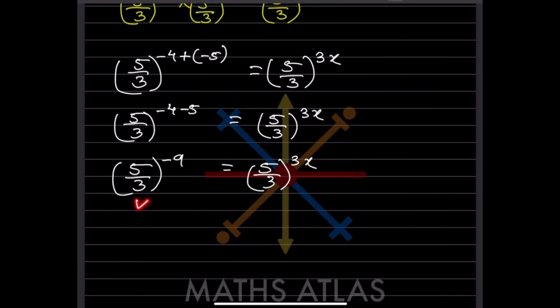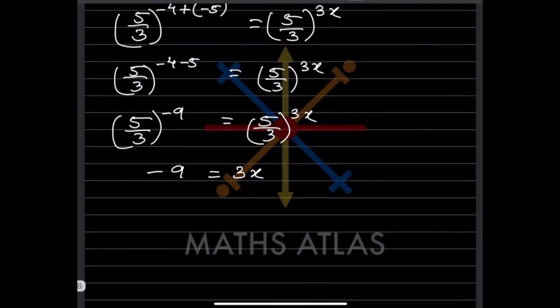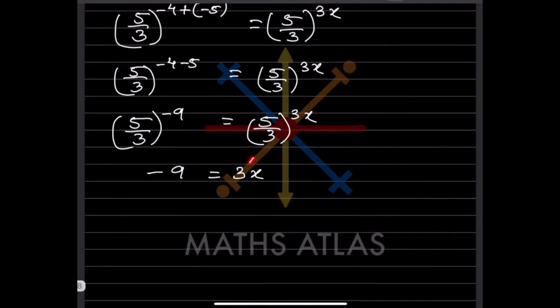Now you will compare the right hand side and the left hand side. You can see the bases are the same. If the bases are the same, the exponents also should be the same. This is the rule. So now we are going to ignore the bases. What can we write here? Minus 9 is 3x. This 3x means there is a multiplication sign in between. So minus 9 divided by 3 comes here, that is x. 3 threes are 9, so you can write x is equal to minus 3.